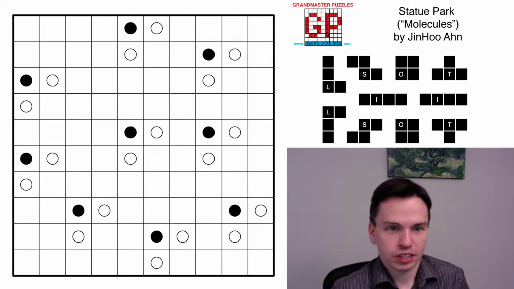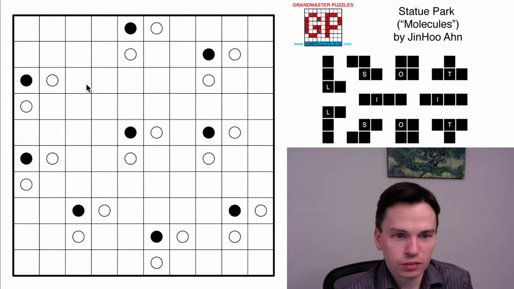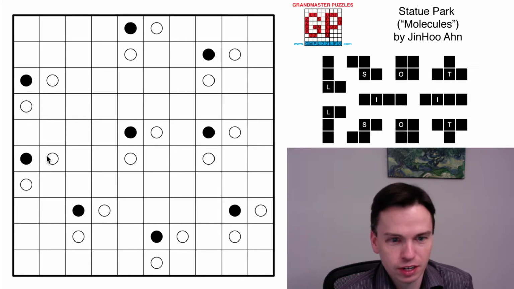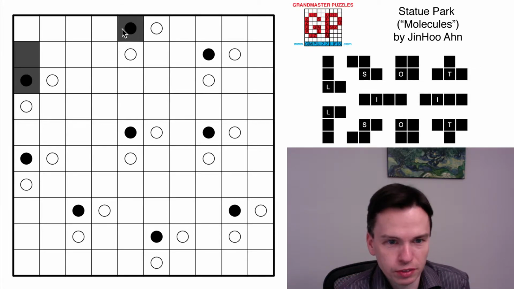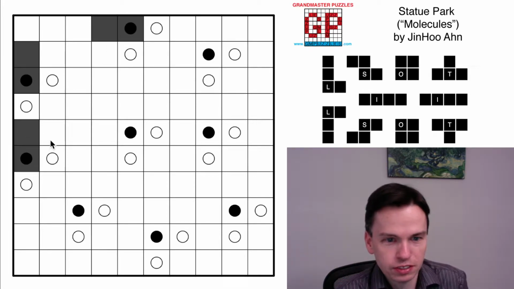So we're here to solve this statue park puzzle by JinHoo Ahn called Molecules. Looks like we've got these triatomic shapes all oriented the same way with two whites and a black. And one thing to just do at the start is probably start to grow out on these edges some of these shapes that are most constrained.